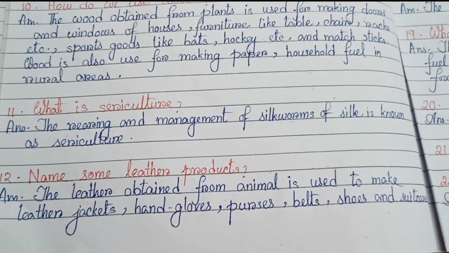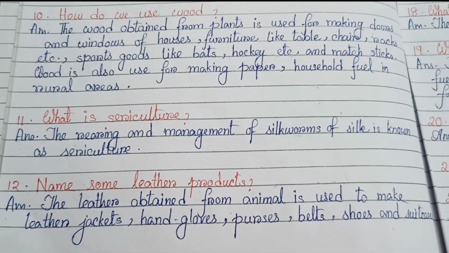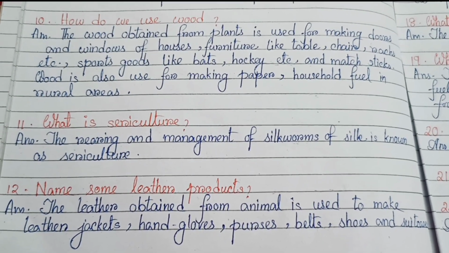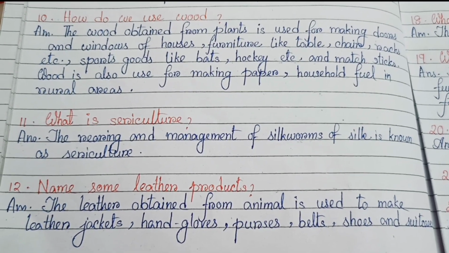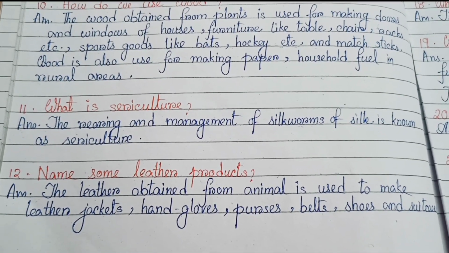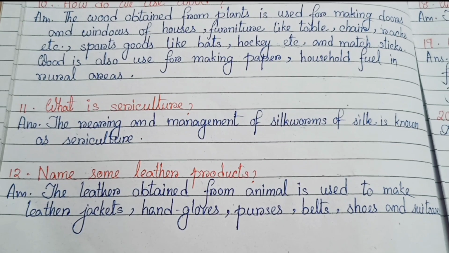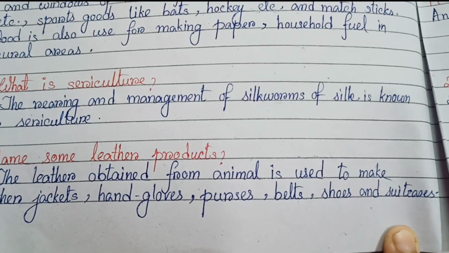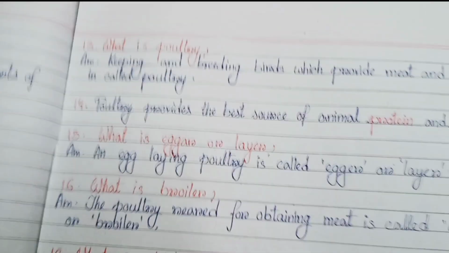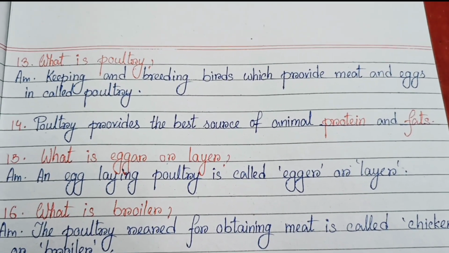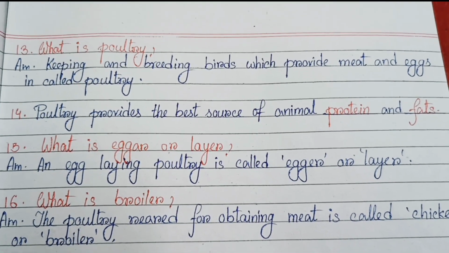Number 11, what is sericulture? The rearing and management of silkworm for silk is known as sericulture. Number 12, name some leather products. The leather obtained from animals is used to make leather jackets, hand gloves, purses, belts, shoes and suitcases. Number 13, what is poultry? Keeping and breeding birds which provide meat and eggs is called poultry.